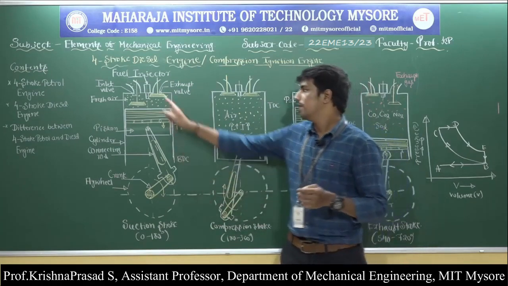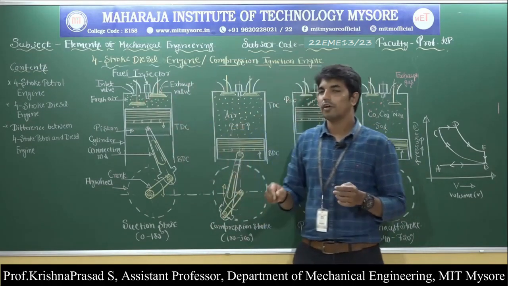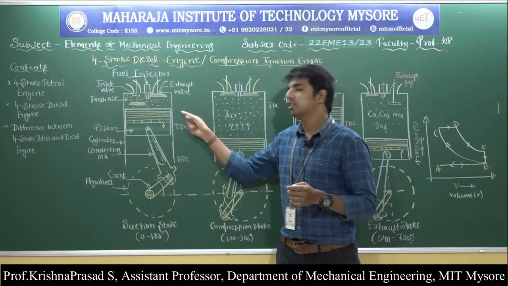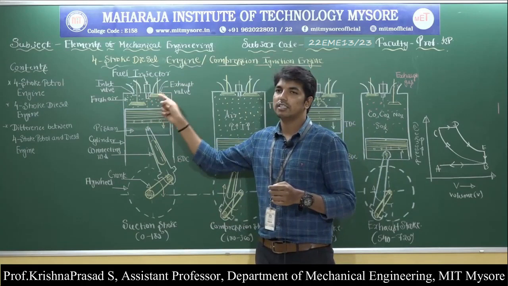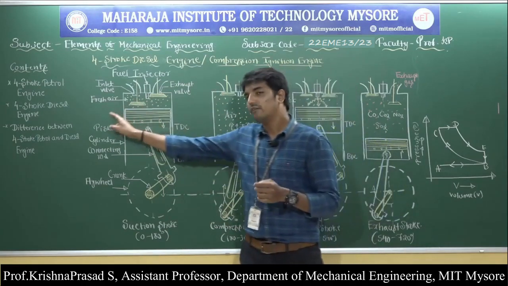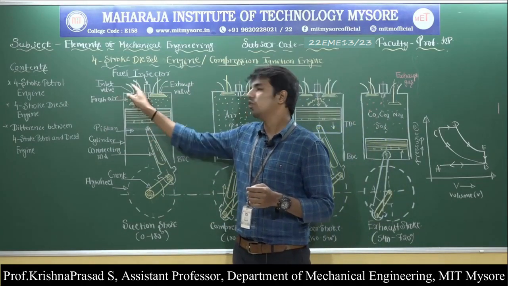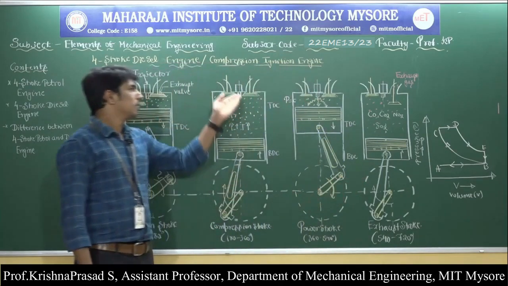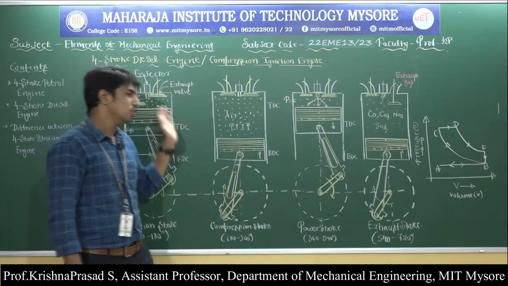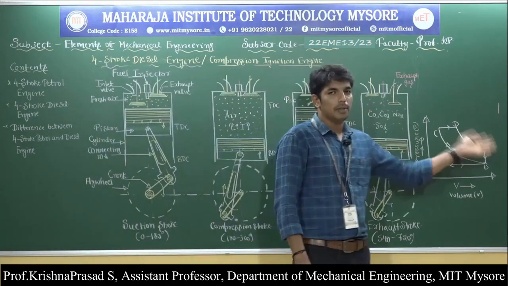In the suction stroke, the inlet valve is open and the exhaust valve is closed. The piston moves from TDC to BDC. Due to the downward movement of the piston, a small suction is created inside the engine cylinder. Hence only fresh air enters the engine cylinder through the inlet valve, and at the end of the suction stroke the inlet valve is closed. The suction stroke is represented by line AB.